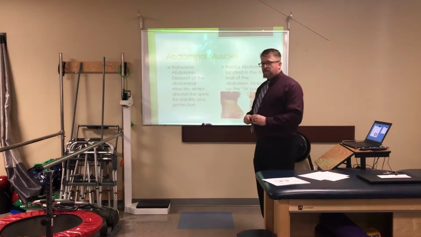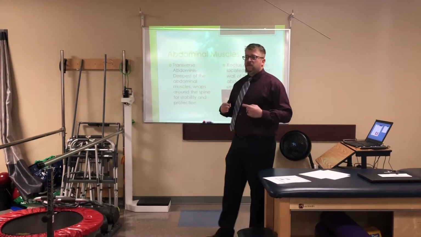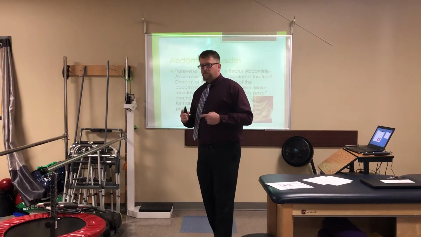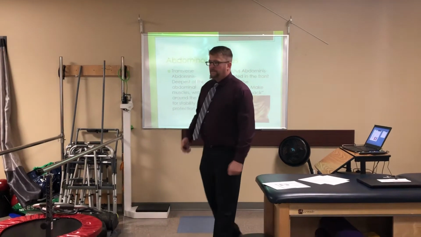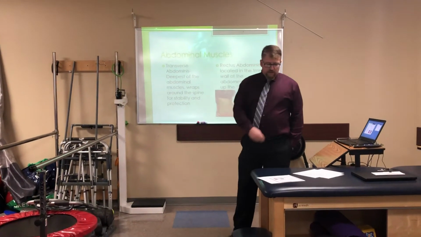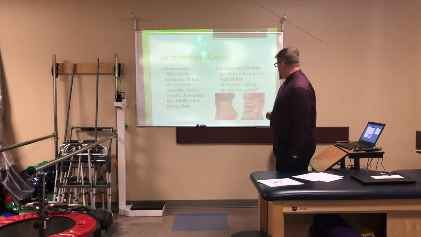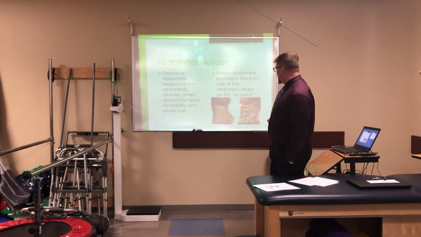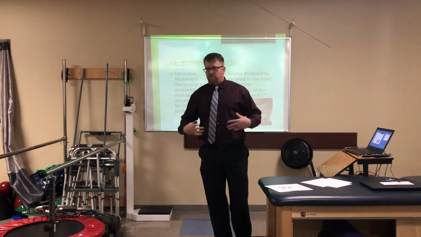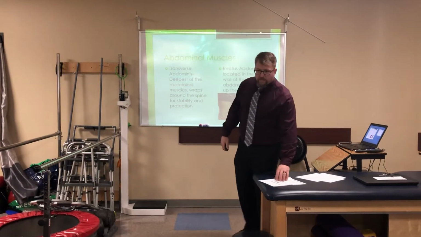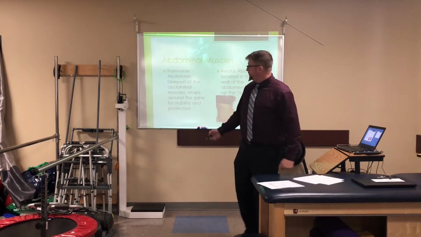These are the deepest of the abdominal muscles, and they actually do wrap around the spine to provide support and stability for the trunk and the core for every person. And then also the rectus abdominis, again, what's known as a six-pack, what everyone wants to get. This locates the front wall of the abdomen, the muscles that are the most prominently seen when you're out and about doing your business.